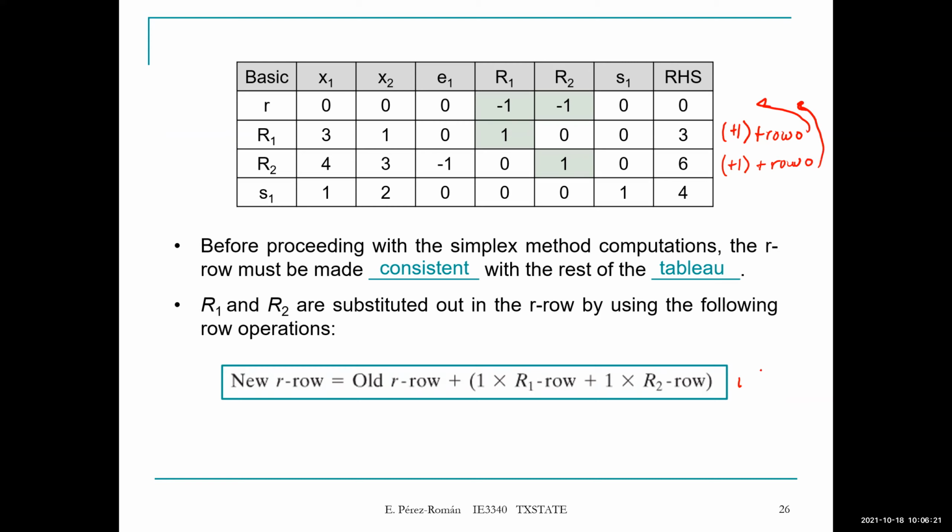Which is what this equation is trying to illustrate. Why do we want to do that? Because this has to be equal to 0 before we can apply the simplex method. And this has to be equal to 0. How do you remember that that's needed? We can show that mathematically.